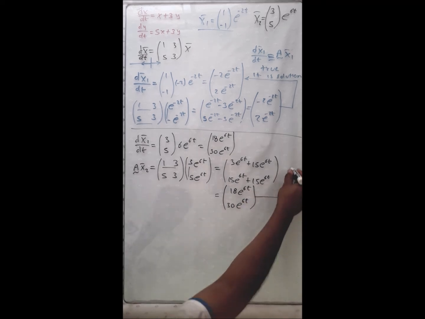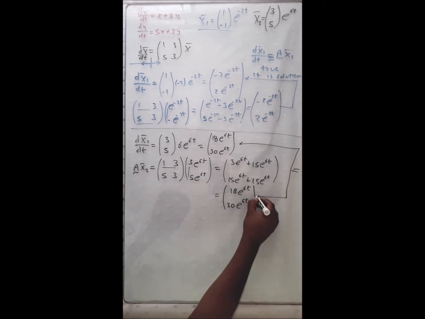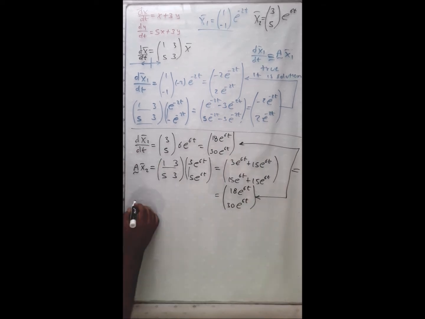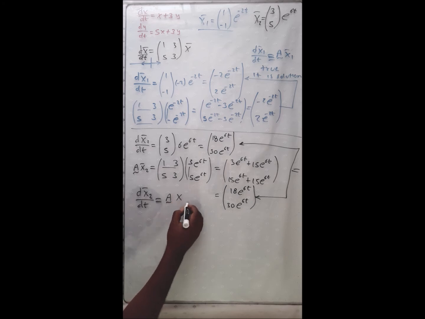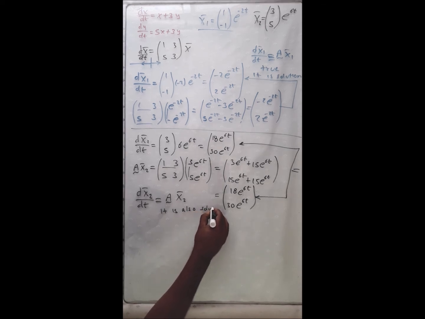Now this happens to be the same as this one. They are equal, alright? Now this is the derivative. So what we have proved is that the derivative of the second solution with respect to time is equal to the A matrix times my second solution. So it is also a solution.